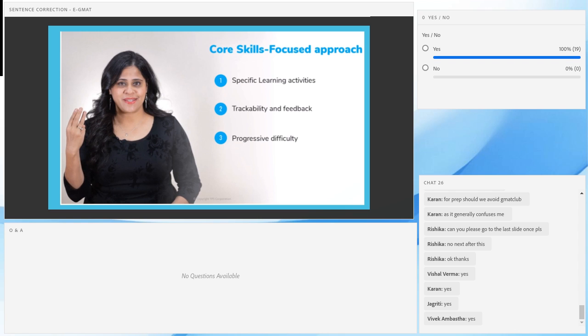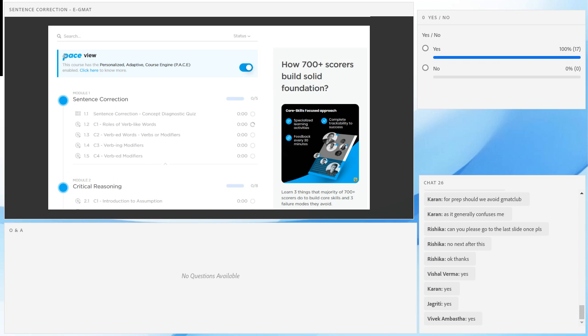Specific learning activities for the right thing, trackability and feedback, taking that feedback very seriously, and then progressive difficulty level. So progressively increasing the difficulty level of content is something that, if you're practicing on your own, you don't know what is difficult, you don't know what's easy, you don't know what kind of concepts that particular question tests you on. That's the reason why preparing with the right curated content is very important.